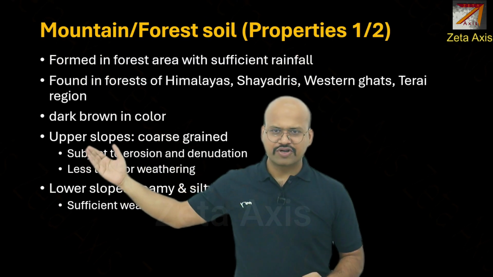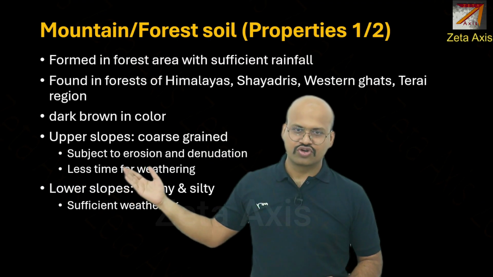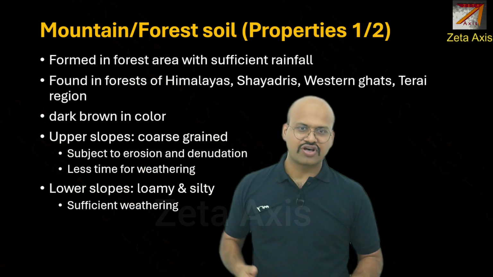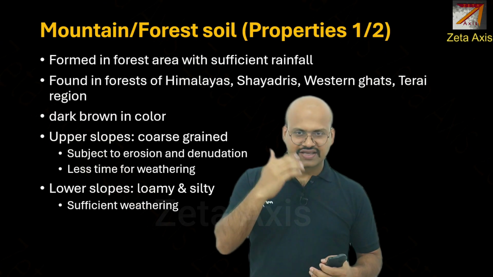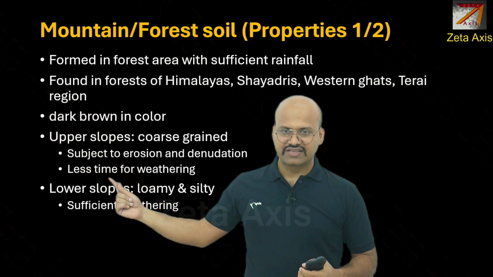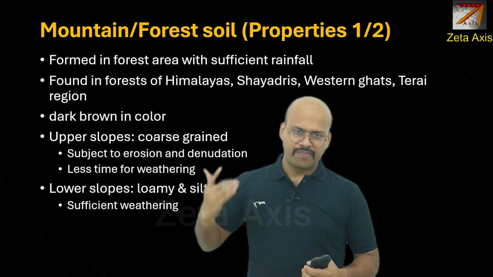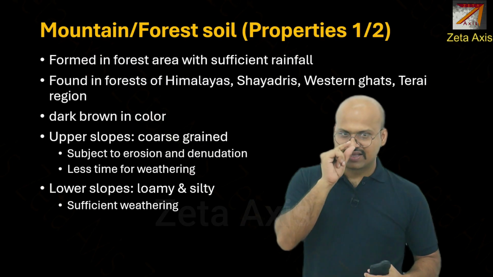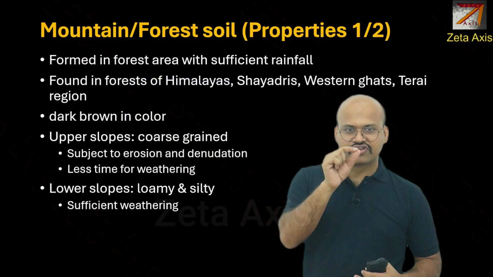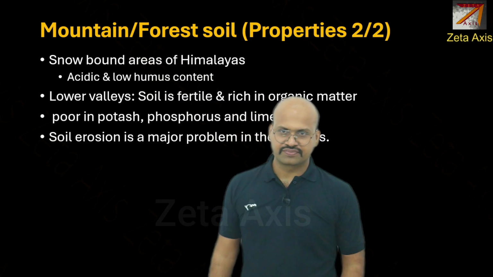They are seen in upper slopes where they are coarse grained and subject to erosion and denudation. So when they are on the upper slopes, they are coarse grained, more coarse than in the lower region. There is less time for weathering because they are quickly transported from the upper slopes. In the lower slopes, they are loamy and silty. They are slightly less coarse. They have smaller particles because of sufficient weathering that occurs over here.